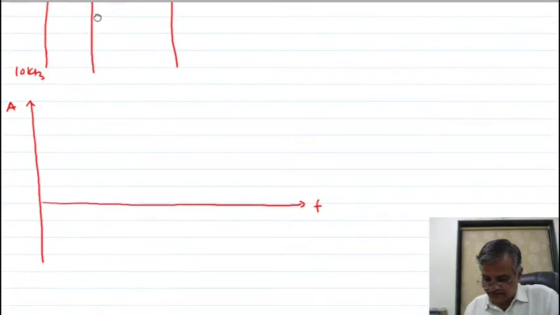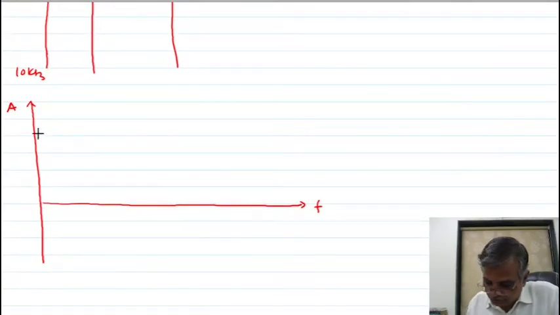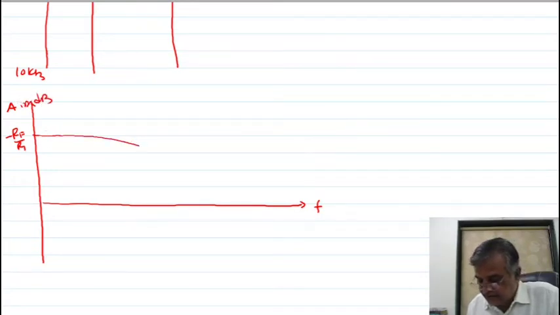Graph will be like this. Here I am showing you minus RF by R1. This is gain in dB, you know. You will get like this. It is decreasing, and at a certain frequency, your gain is reduced by minus 3 dB.